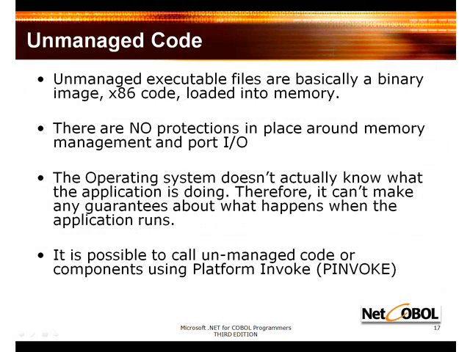Unmanaged code is essentially any executable file or binary image that is based on the x86 code that is loaded into memory. Basically, it's code that you may have developed before .NET came along. That old code offered no protections around memory and no memory management. The operating system didn't really know what the code was doing apart from whatever service calls were made to it in order to support I/O. That means that the operating system could not guarantee what happens when the application runs.